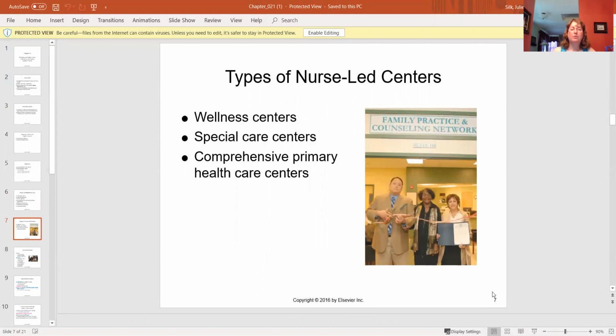So some of the different types of nurse-led centers would be wellness centers, special care centers, comprehensive primary care centers. So for instance, wellness centers would be more like, maybe you do a lot of immunizations there, or you promote healthy eating and exercise and stuff like that there. Special care centers would be more like, hey, I'm focusing specifically on mother-baby care or something, or specifically on something else. And then comprehensive primary care centers would be just like going to your regular physician's office, except it's a nurse-led center that does it all for you.